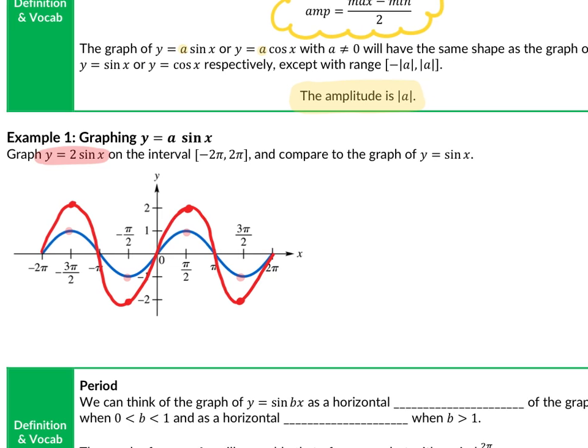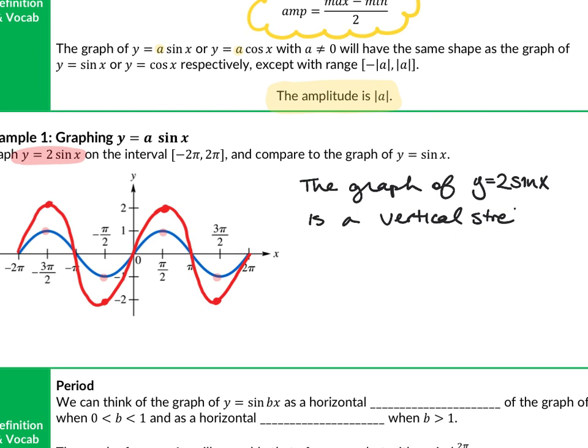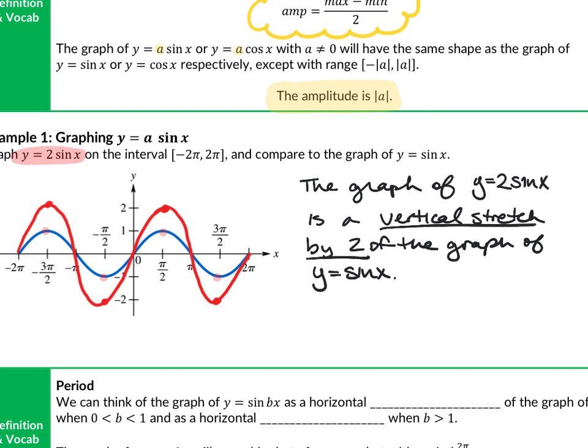So when we compare it in words to the graph of sine of x, and this is a little sentence moment for us, we would say the graph of y equals 2 sine of x is a transformation language vertical stretch, because it's stretched out by 2 of the graph of y equals sine of x. It is a vertical stretch by 2. It's gotten taller and lower.